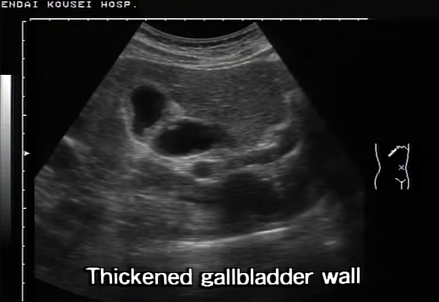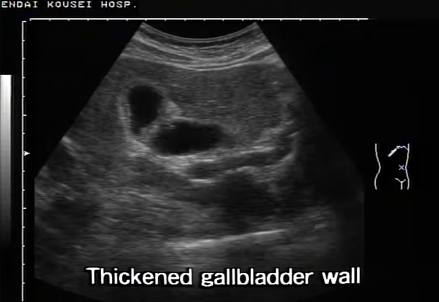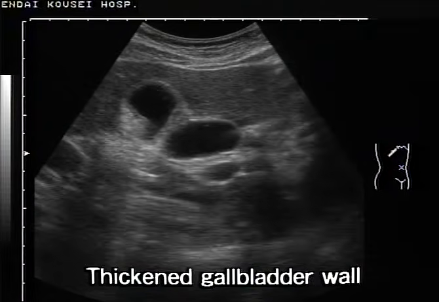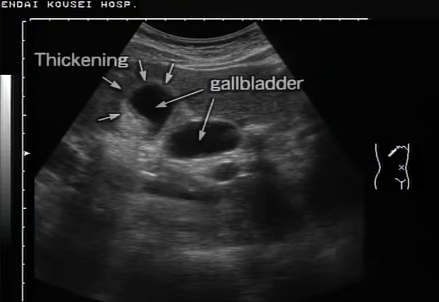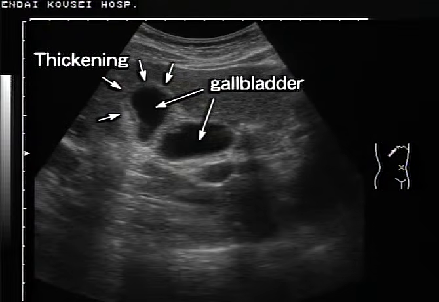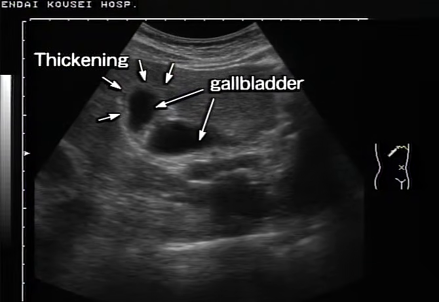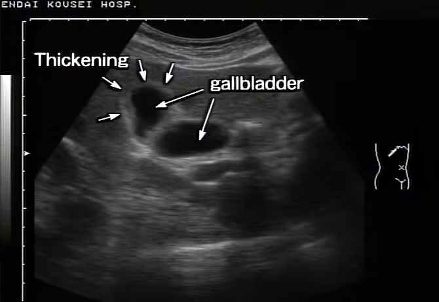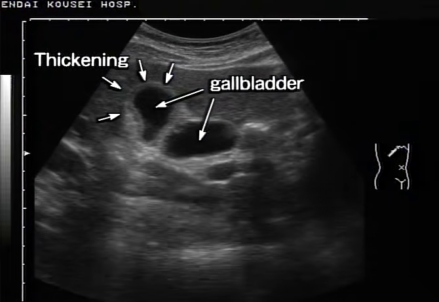This is a gallbladder with a slightly thick wall. The wall is not thickened in the area from the cervix to the septum, but it is thickened by 3 millimeters to 4 millimeters in the area from the septum to the bottom, presenting a 3-layer structure.